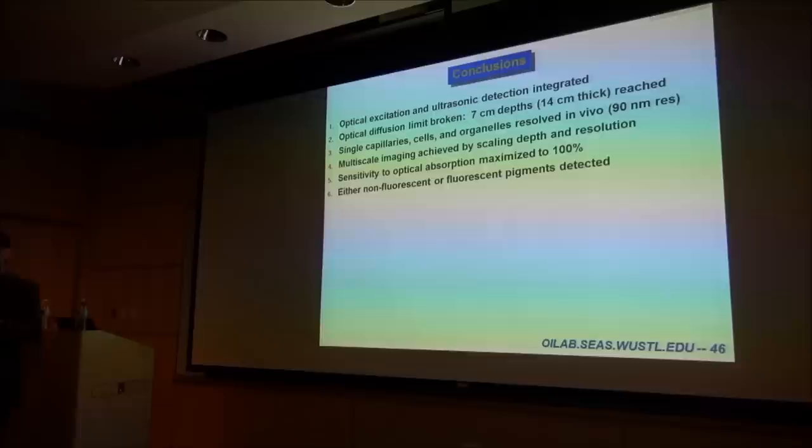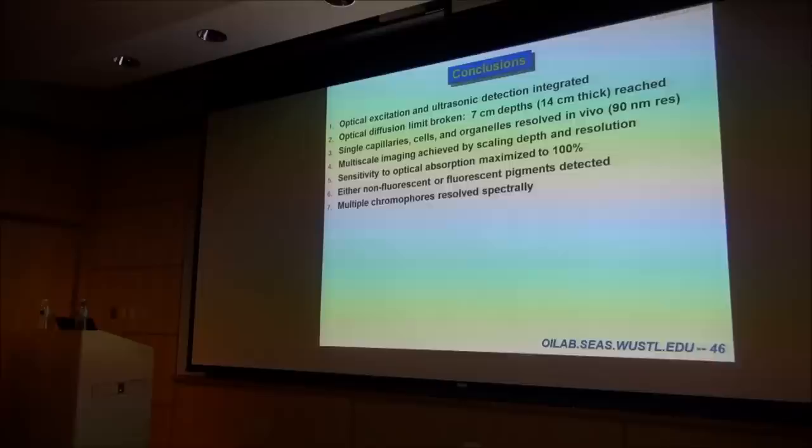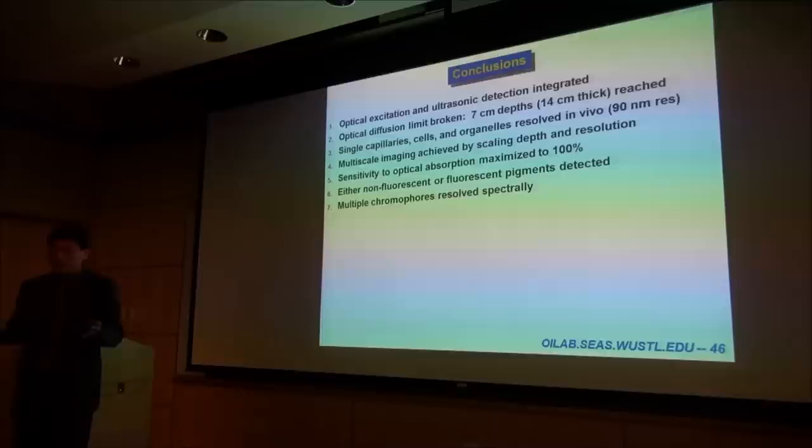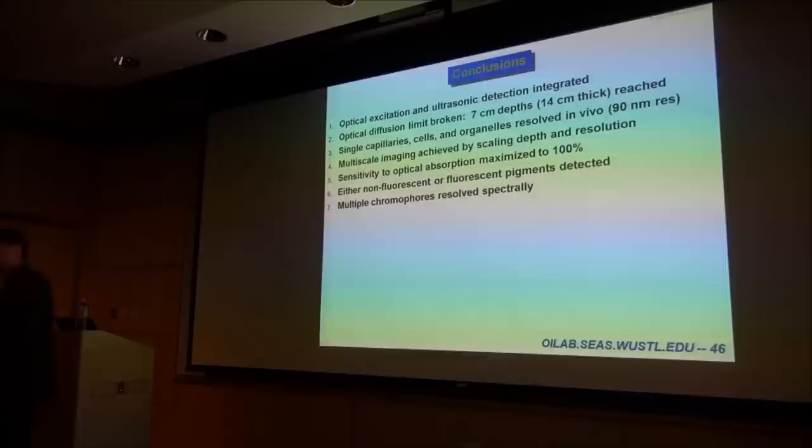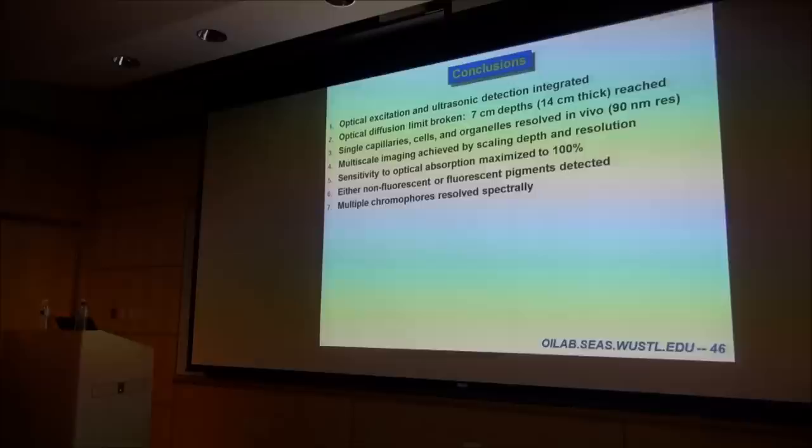Either fluorescent or non-fluorescent pigments can be detected. If you depend on fluorescence, of course, you've got to depend on a reasonably high fluorescence quantum yield. Right? Only a subset of molecules are fluorescent. In theory, all molecules are absorbing. You've got to find the absorbing bands, right, to find the optimal absorption. Multiple chromophores can be resolved spectrally.